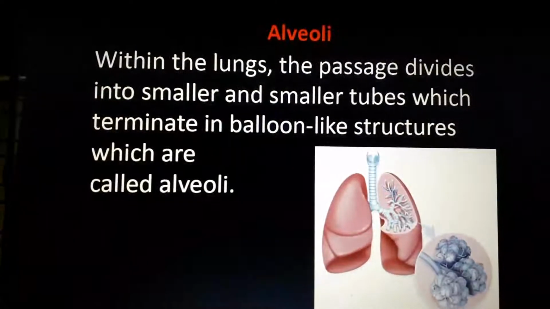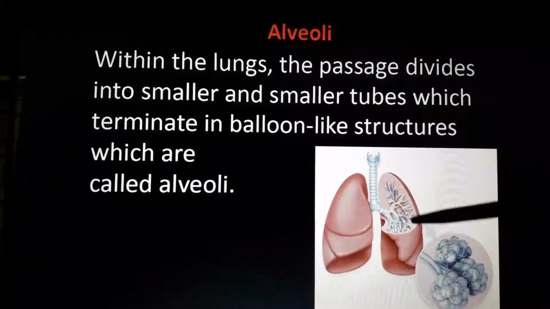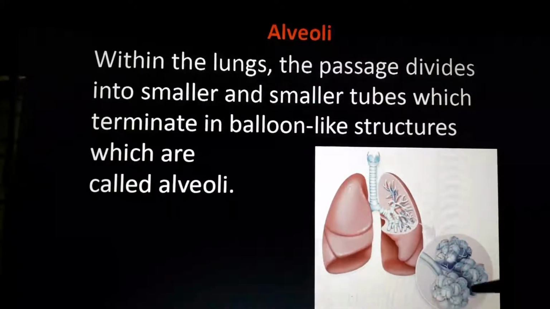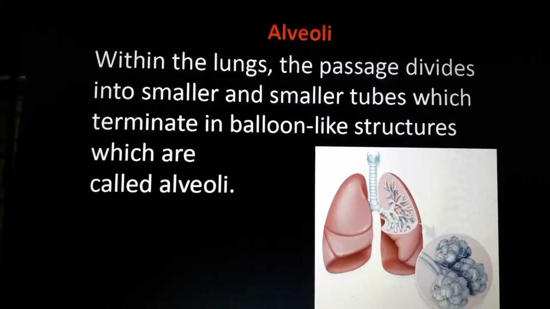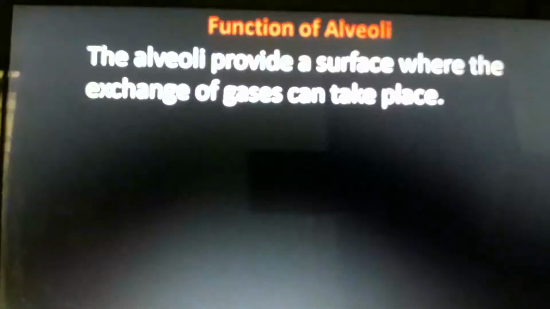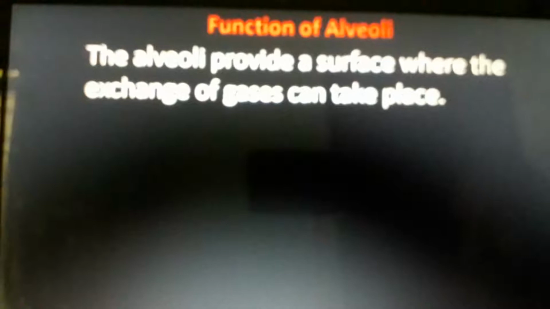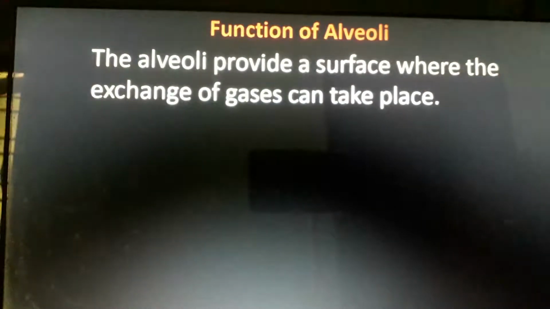Again, zoom gone? No, zoom came. So, bronchi, bronchioles. Tip of the bronchioles is alveoli. See, alveoli. Isn't it? It's round structures where the absorption of oxygen is going on. Functions of alveoli. One more question. Alveoli provide a surface where the exchange of gases can take place. Mostly which gases? Oxygen and carbon dioxide.